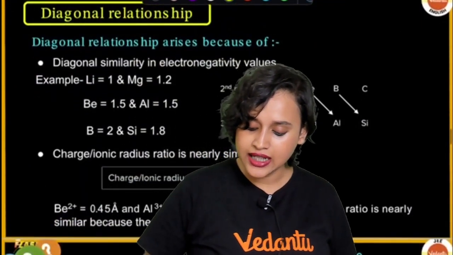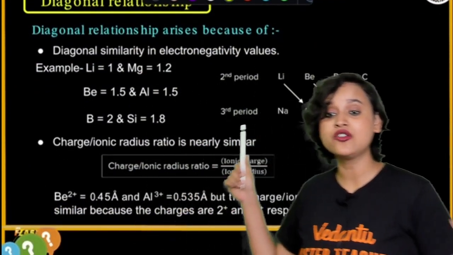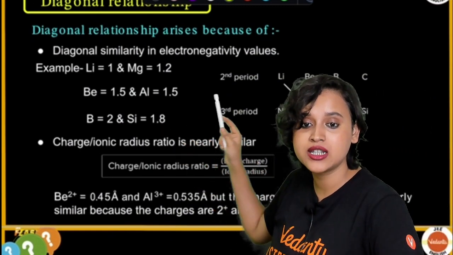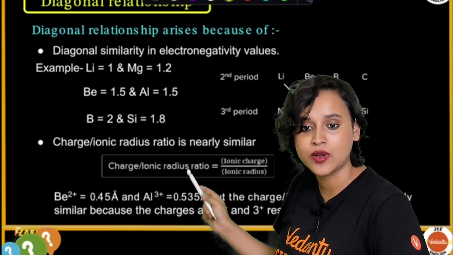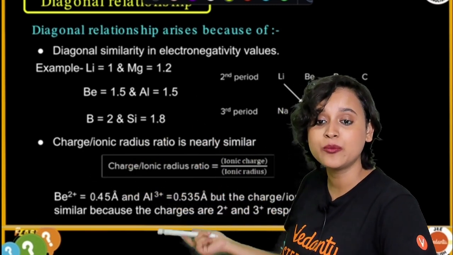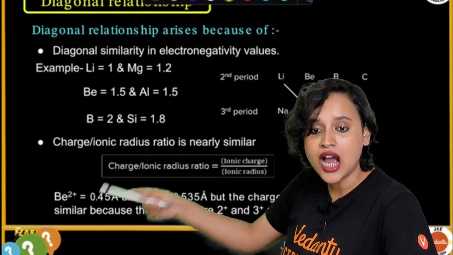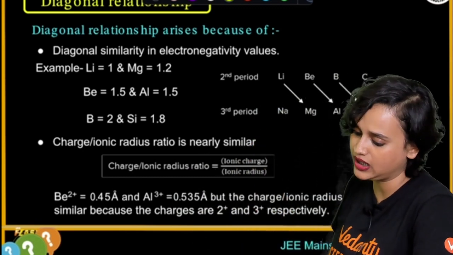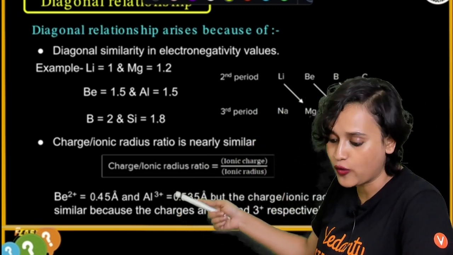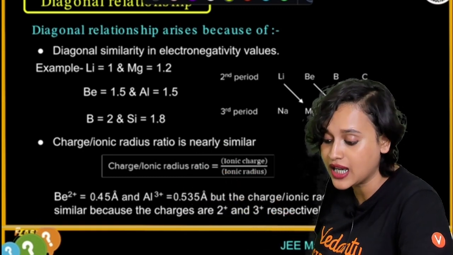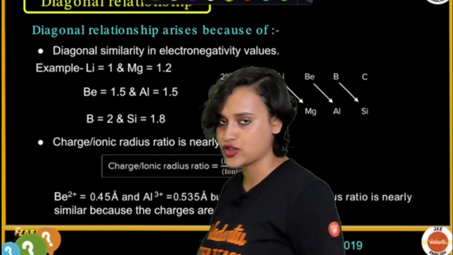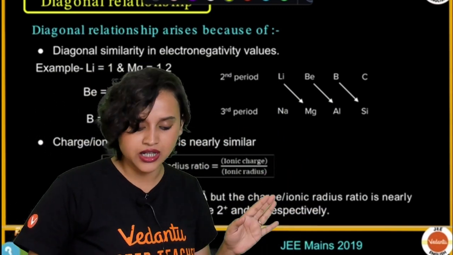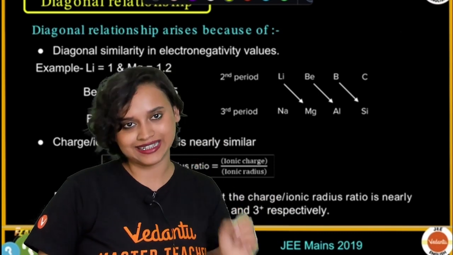All right, the diagonal relationship you also get to see in the case of electronegativity values. Lithium has electronegativity 1, magnesium has 1.2, beryllium has 1.5, aluminium has 1.5, boron has 2, silicon has 1.8. That's it. The charge to ionic radius ratio is also nearly similar here. For Be2+ it is 0.45 angstrom, and for Al3+ it is 0.535 angstrom. But the charge to ionic radius ratio is very similar because the charges are also 2+ and 3+, right?